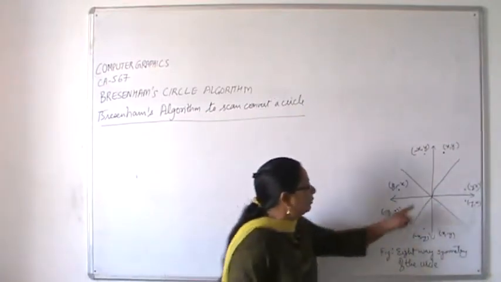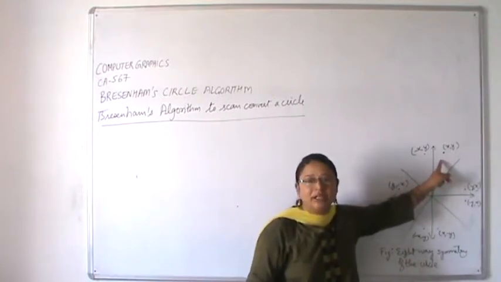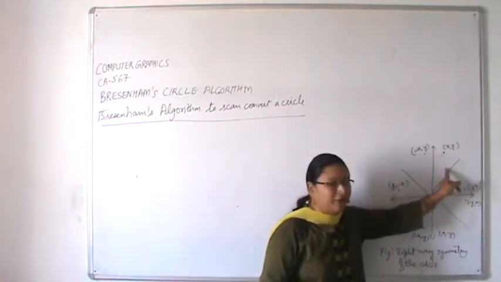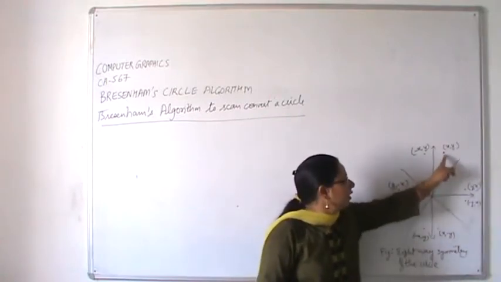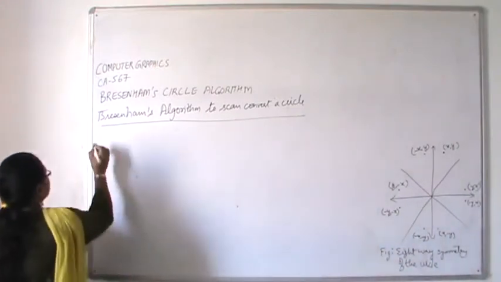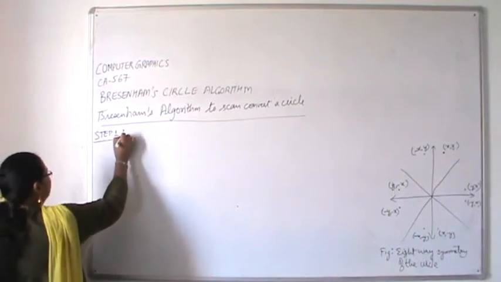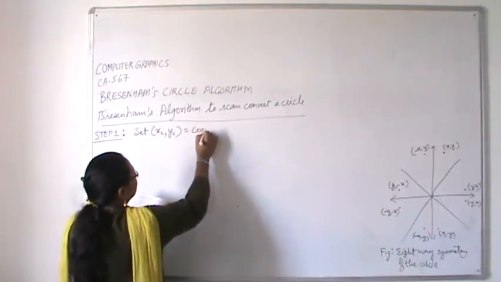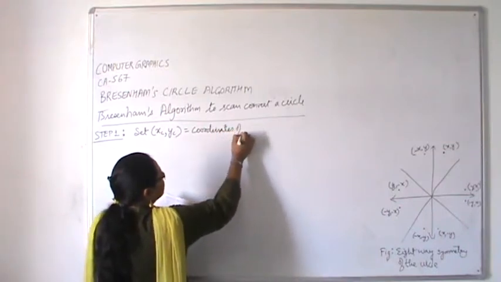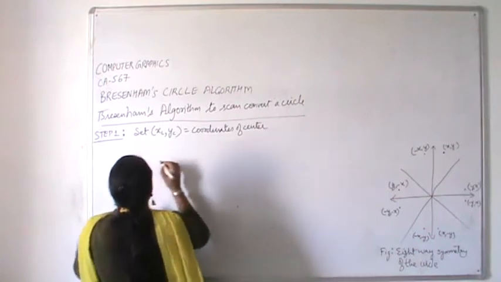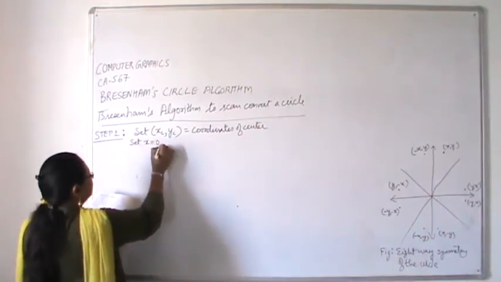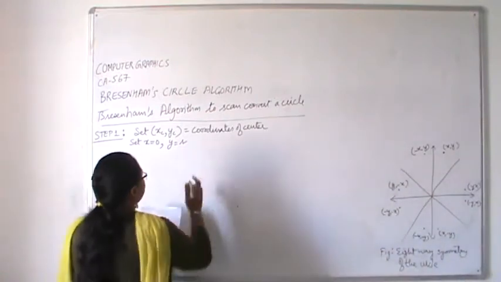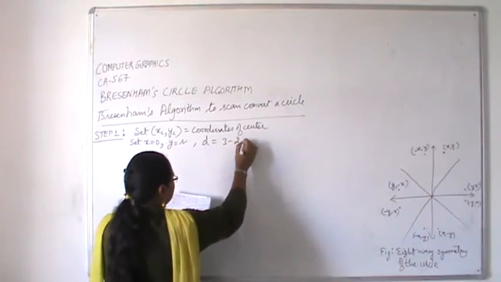So we have to plot now. When we are using Bresenham's algorithm, we are finding the coordinates of the points from 90 degrees to 45 degrees, and the rest of the points will be plotted according to these points. So now the algorithm. Step one is we have to set the center of the circle, that is the xc, yc coordinates of the center. Set x is equal to 0, y is equal to r, because we have to start from this pixel, right? And the decision parameter's value will be 3 minus 2r.